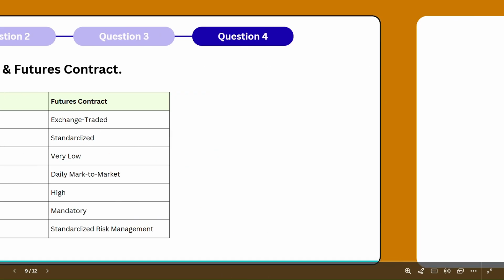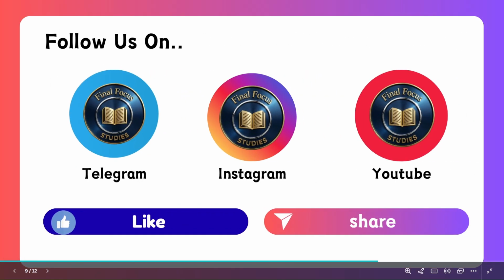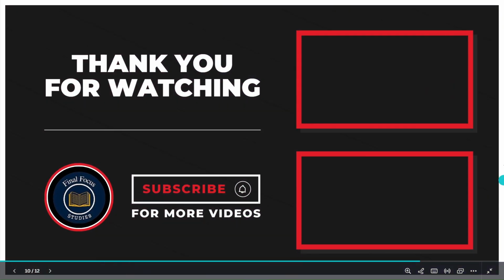If you can confidently explain the differences between forwards and futures without looking at your notes, you're already well prepared for a common exam question.